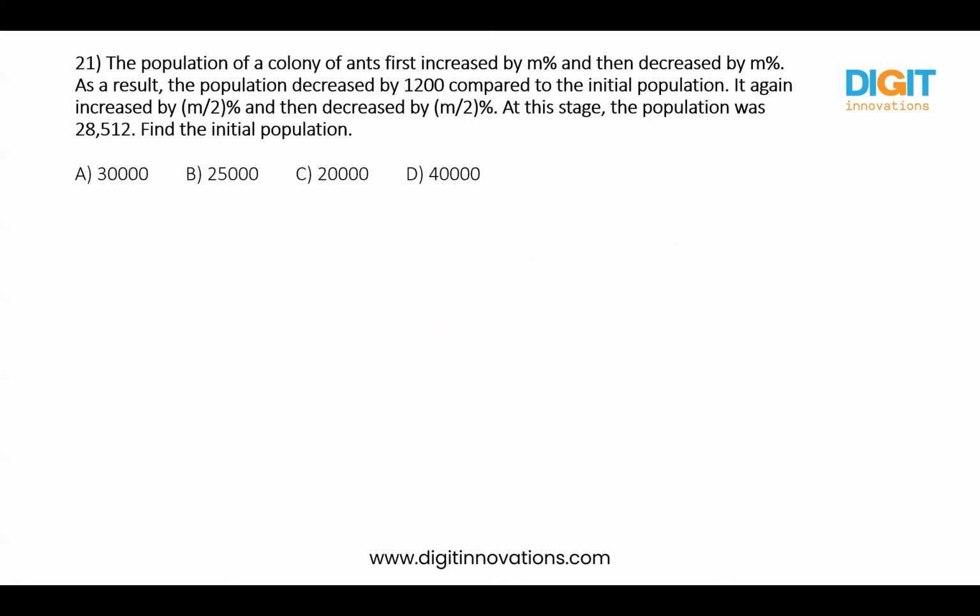The population of a colony of ants first increased by m% and then decreased by m%. As a result, the population decreased by 1200 compared to the initial value. Initial population, it again increased by m by 2% and then decreased by m by 2%, at this stage the population was 28,512. Find the initial population.